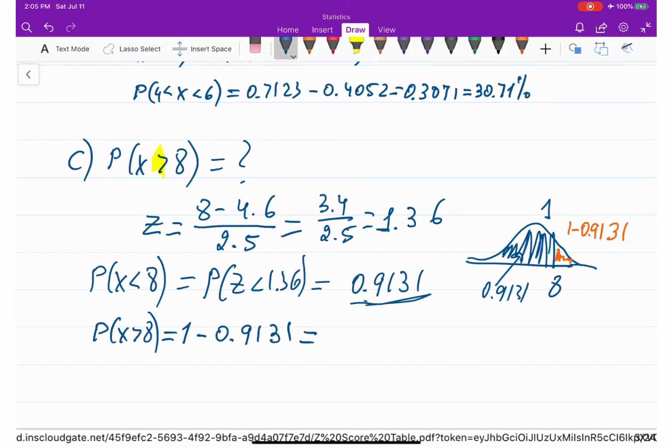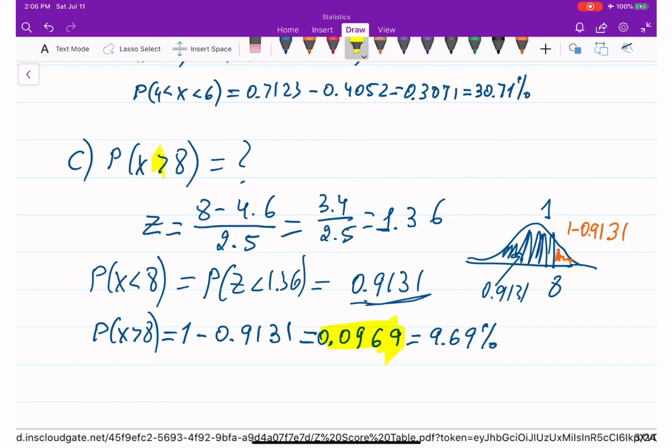So 10 minus 1 is 9, 9 minus 3 is 6, 10 minus 1 is 9, 9 minus 9 is 0. We get 0.0969, which is going to be 9.69%. Okay, but this is your number, 0.0969. Okay.